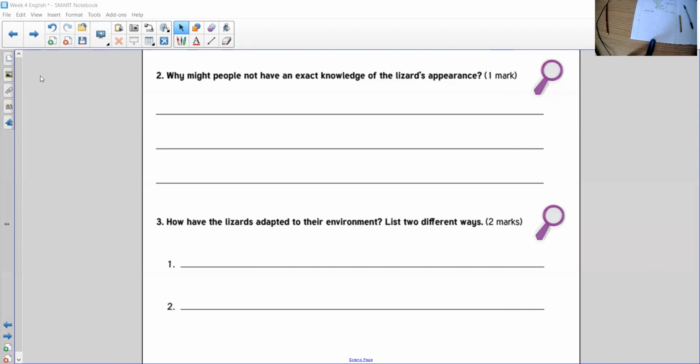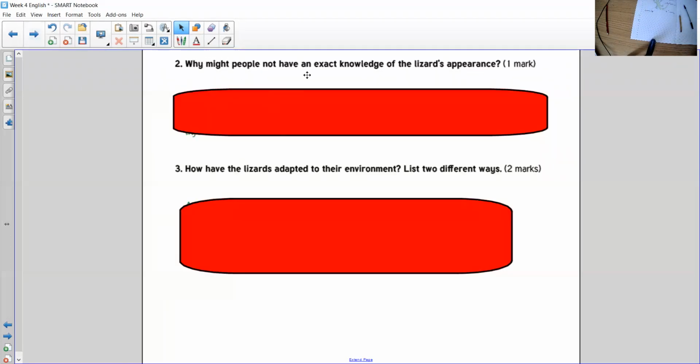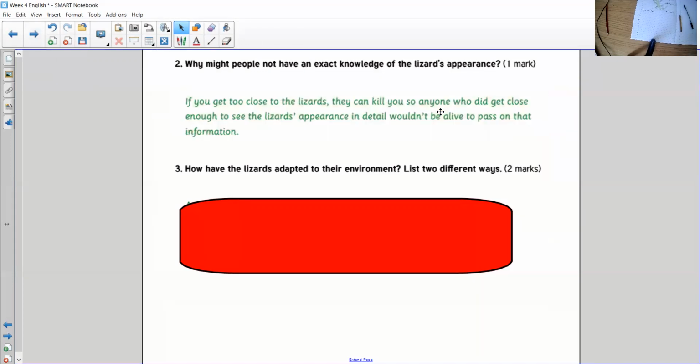Right, let's have a look at these answers then. So why might people not have an exact knowledge of the lizard's appearance? Well, if you get too close to the lizards, they can kill you. So anyone who did get close enough to see the lizard's appearance in detail wouldn't be alive to pass on that information. So if you've got something similar to that, you can give yourself a mark.